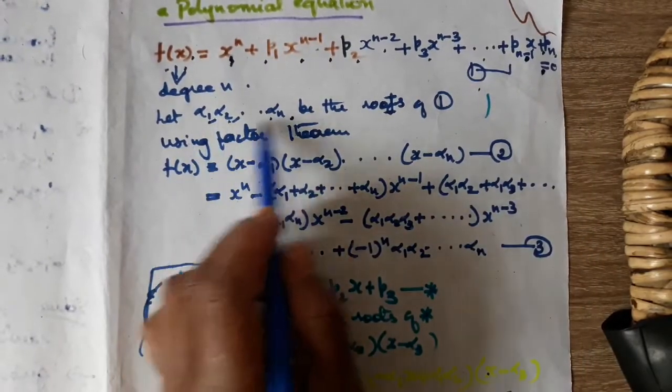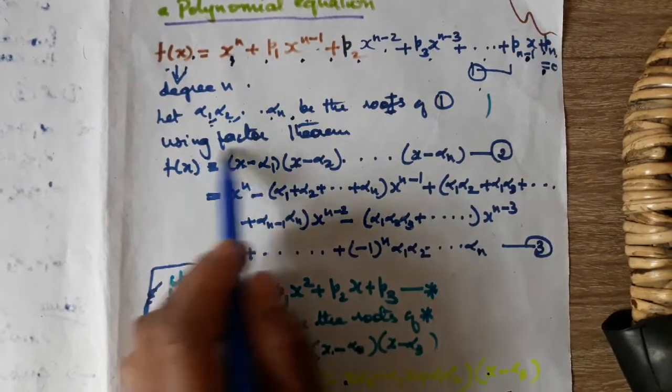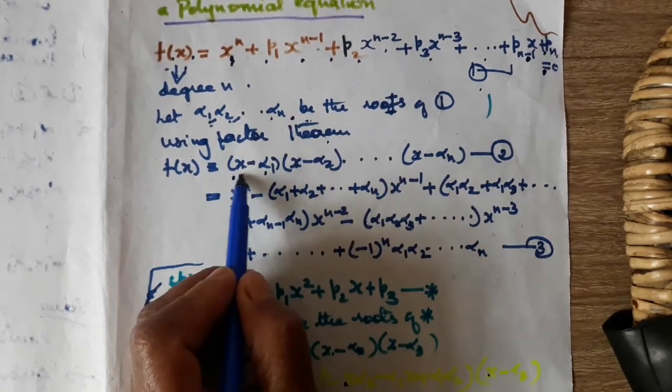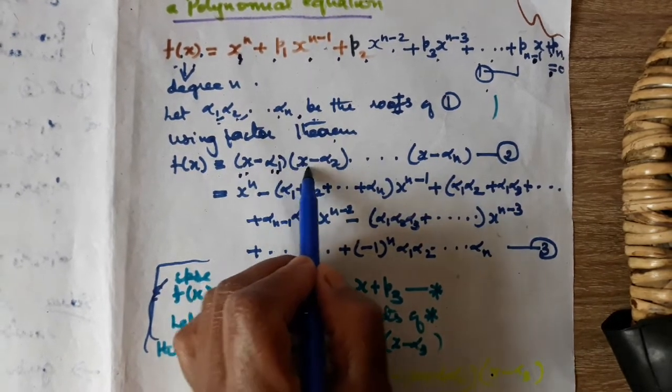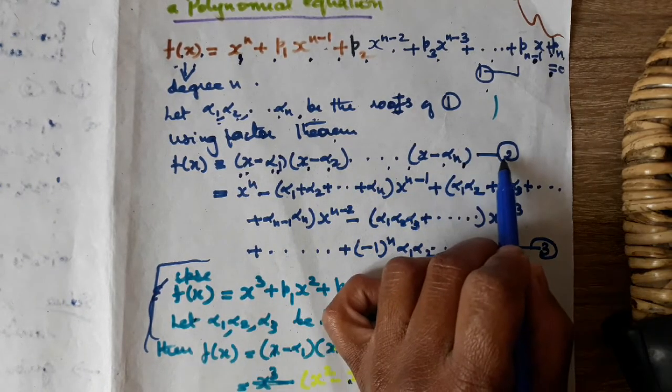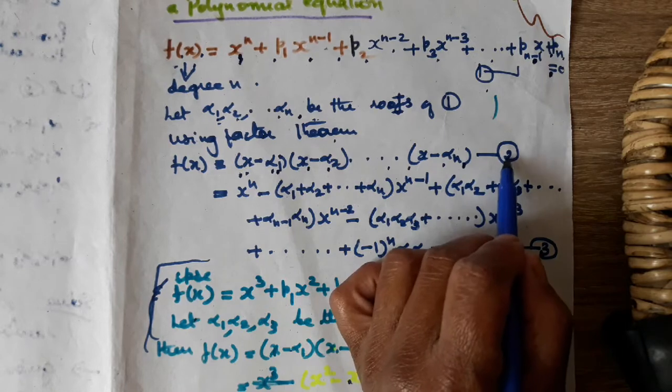Now, if these are the roots of the given polynomial, then by factor theorem, f(x) can be expressed as a product of factors of these roots, that is (x minus alpha 1) into (x minus alpha 2) ... into (x minus alpha n). We name it as equation 2.